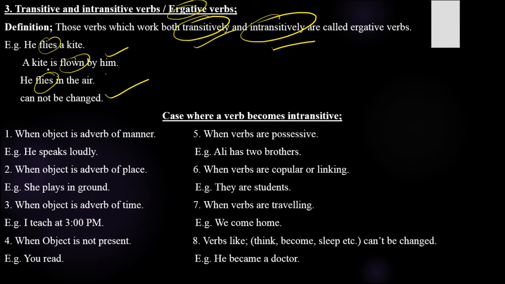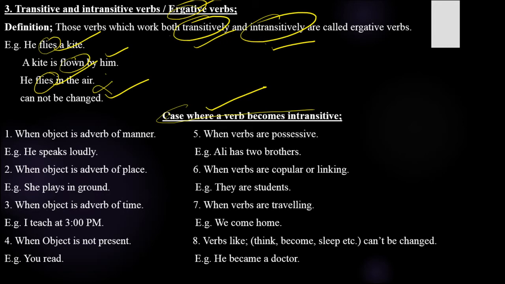Now if you take the sense, a kite is flown by him, but he flies in the air is flown by him, definitely it cannot be. So over there it cannot be changed into passive voice. Such kinds of verbs are called ambitransitive. Sometimes they can be changed and sometimes they cannot be. Now I will tell you why they can be changed and why they cannot be. For that we need to understand this topic, which is very, very important.